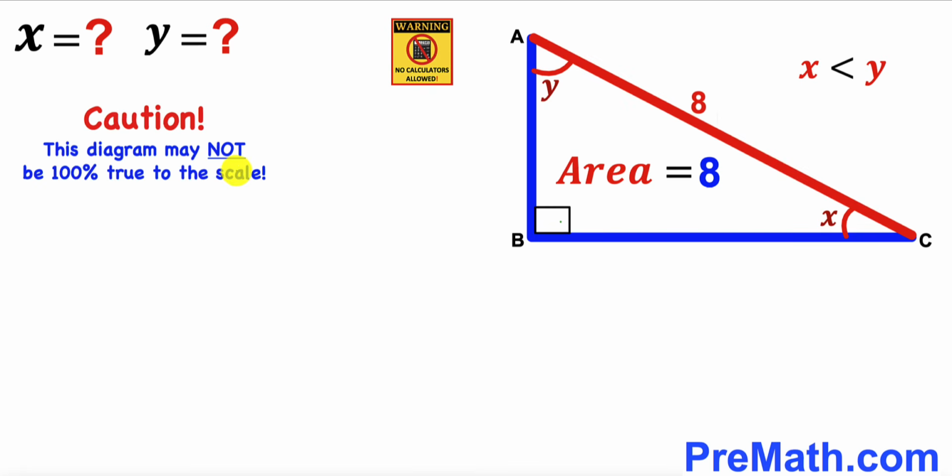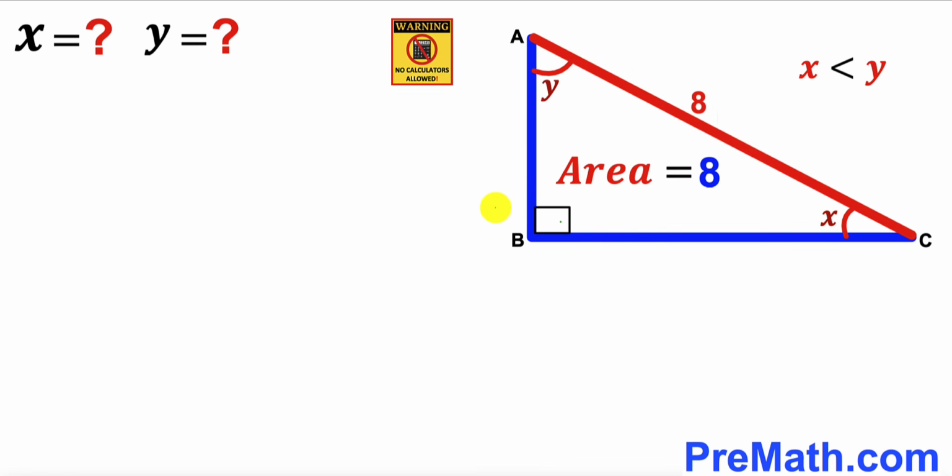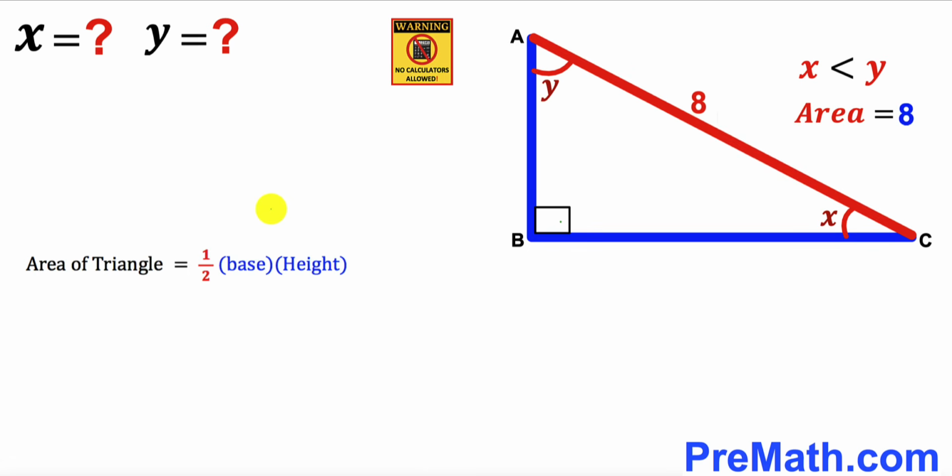Please keep in mind that this figure may not be 100% true to scale. Let's go ahead and get started, and focus on this right triangle ABC once again. The area of this triangle has been given as 8 square units. Now let's recall the area of a triangle formula. Area is always equal to a half times base times height.